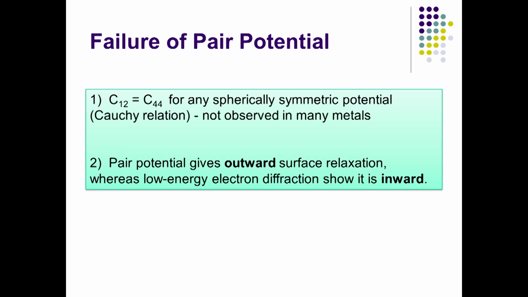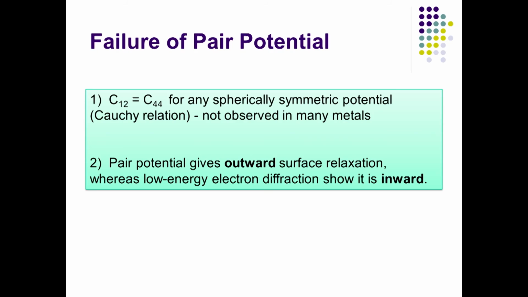So, now we come back to our problem of failure of pair potential, as we understood earlier, that pair potential essentially says C 1 2 is C 4 4. Because it is a spherically symmetric potential function, that creates this anomaly which is called the Cauchy anomaly, which artificially makes C 1 2 equal to C 4 4, while in most real metals C 1 2 is not equal to C 4 4. And that is where we said the EAM potential is able to look at that.